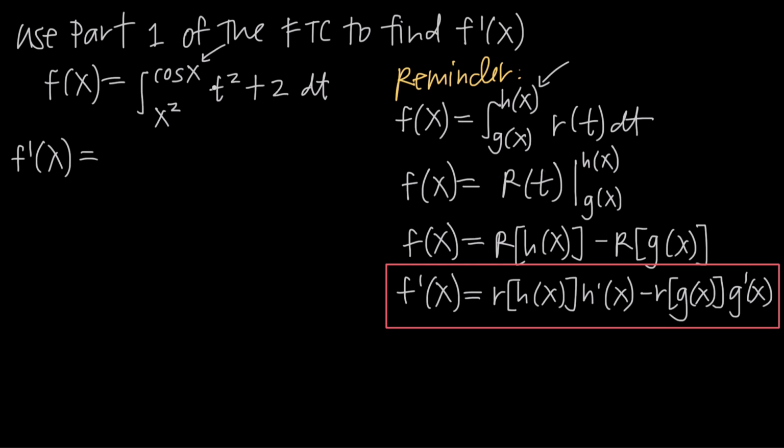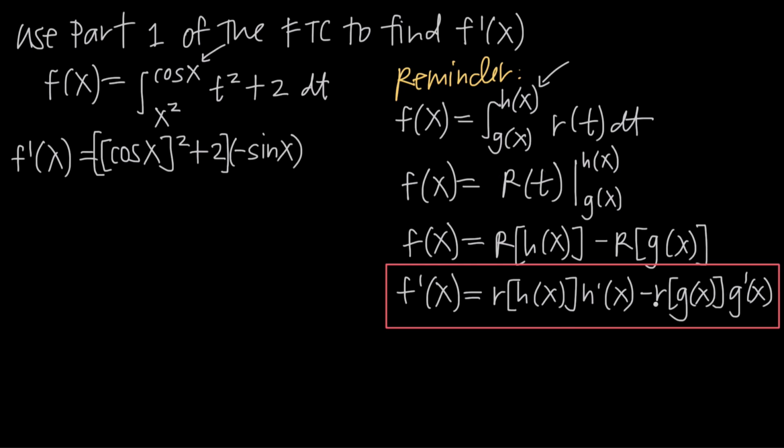So if we take cosine of x and we plug it in for t, we're going to get cosine of x squared and then plus 2. So we end up with cosine of x squared plus 2. But then going back to our formula, we have to multiply by h prime of x. Well, that's the derivative of h of x. h of x is cosine of x, and the derivative of cosine of x is negative sine of x. So we end up multiplying this by negative sine of x, and that takes care of r of h of x times h prime of x.